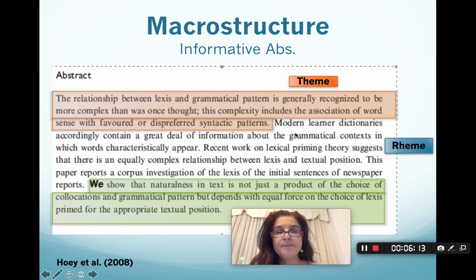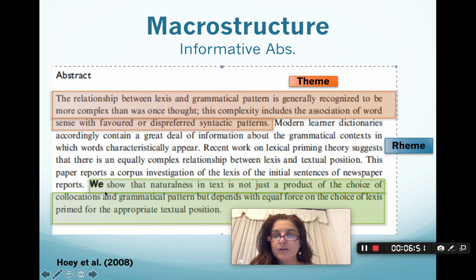Then the reme talks about the modern learner dictionaries. That would be like the corpus of their study, and the theory that is going to be used to analyze these differences and relationships between lexis and grammar. And this is a corpus investigation of the lexis and only on the initial sentences of newspaper reports, right? So we know by reading this reme what is the methodology that has been followed to get the results.